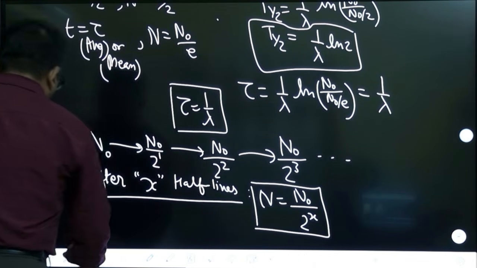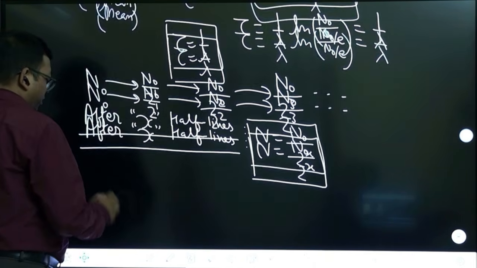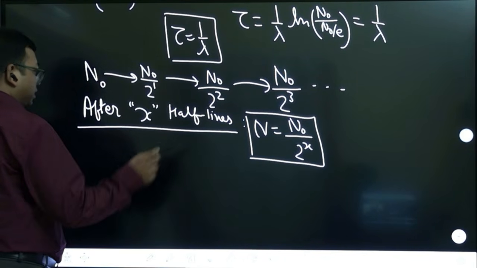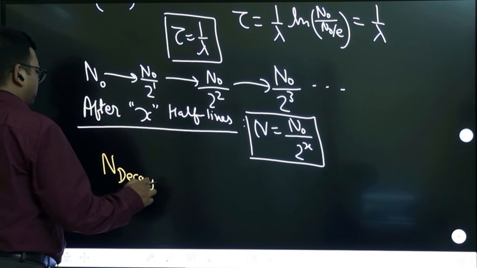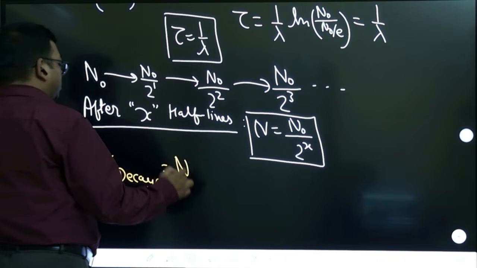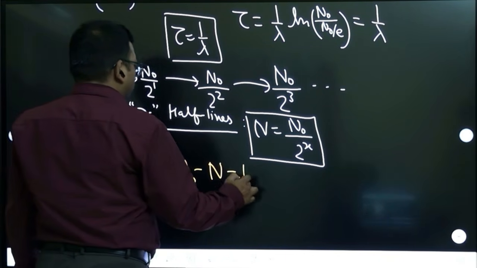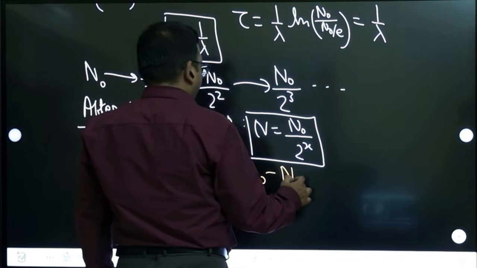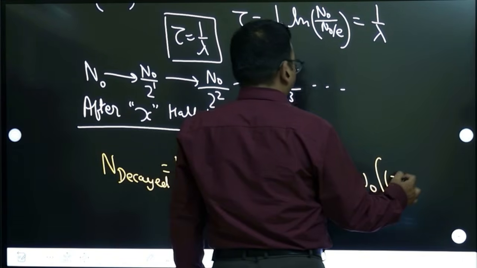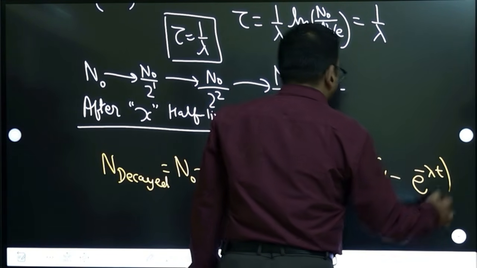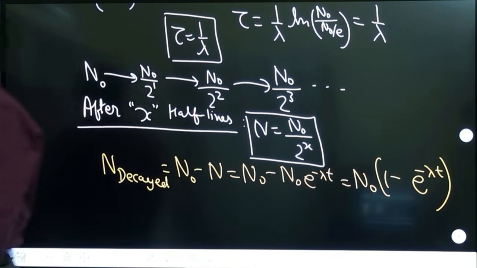And also note the number decayed, because this N refers to the number remaining. Number decayed is equal to the original number minus N. So N naught minus N naught e to the power minus lambda t, and N naught can be taken common: N naught times 1 minus e to the power minus lambda t. That's what it is.